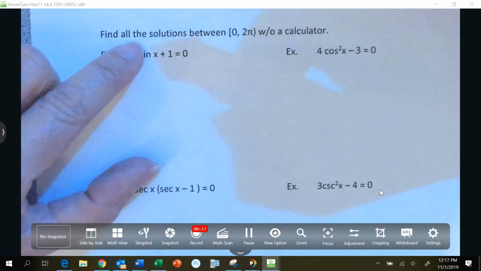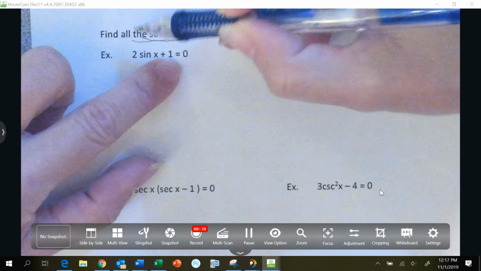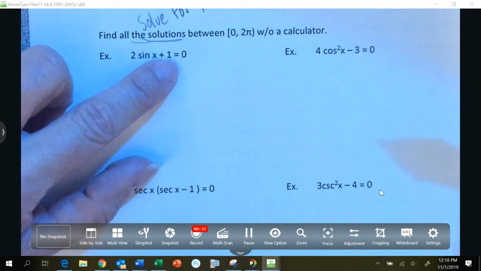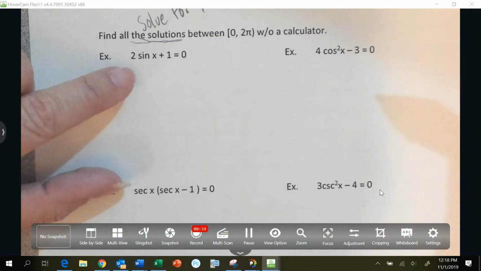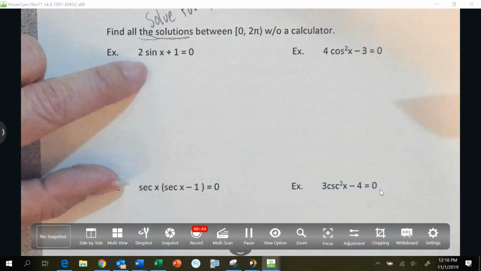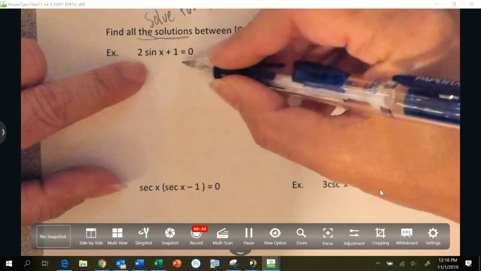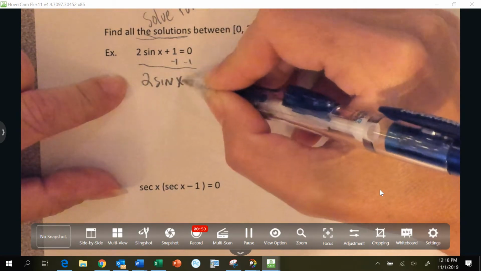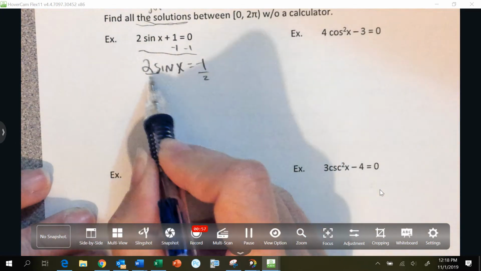It says find all the solutions. Find all the solutions means solve for x. And it has 2 sine x plus 1 equals 0. So I'm going to solve for x. That means let's try to get x by itself. What do we do to get x by itself? Subtract 1. Divide by 2.